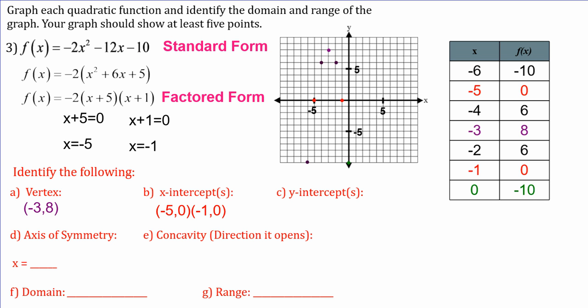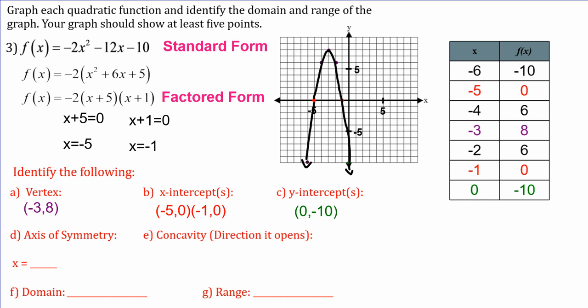Here are the corresponding outputs to the inputs in our table. And we can plot those points on our graph. And now we can clearly see the curve of the parabola taking shape. Notice one of your points happens to be your y-intercept at 0, negative 10. So we can add that to our key features list. And we know parabolas are continuous, so we can connect those data values to show how the parabola is taking shape.